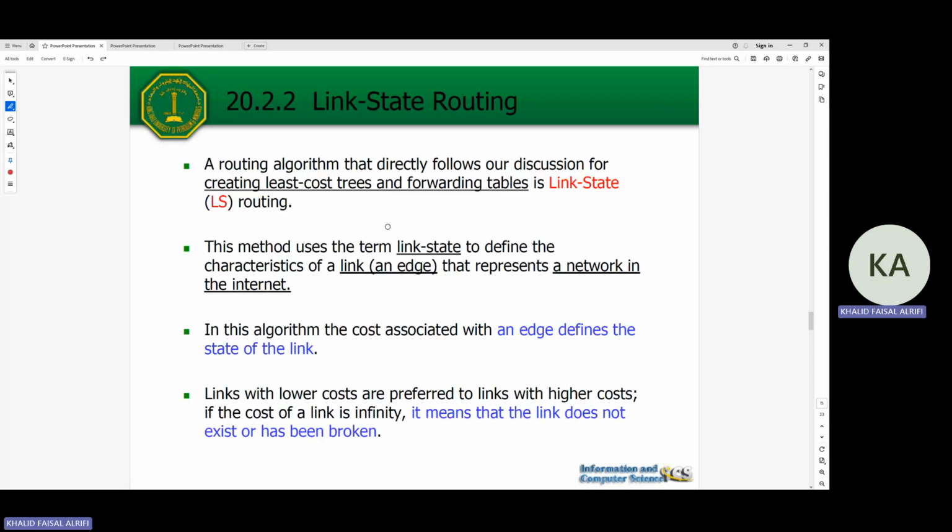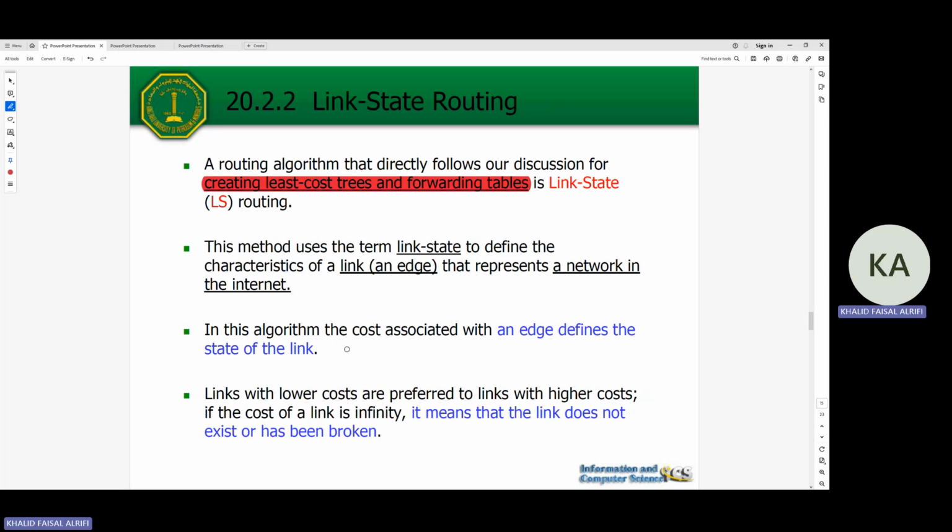Link state routing, the second routing, also creates a least-cost tree and a forwarding table. This method uses the term link state to define the character of the link and edge that represent a network in the internet. In this algorithm, the cost associated with an edge defines the state of the link.